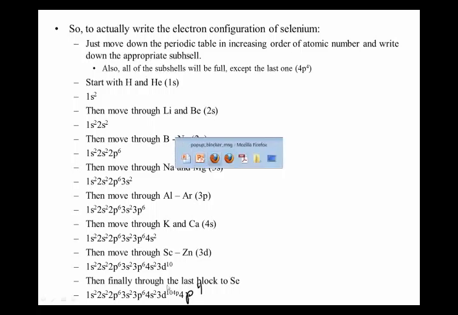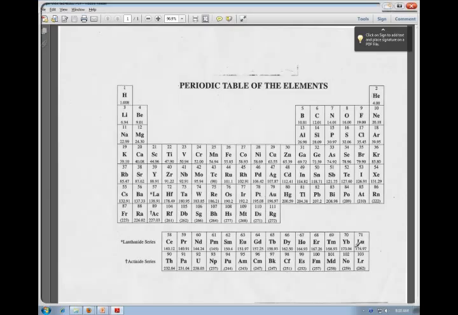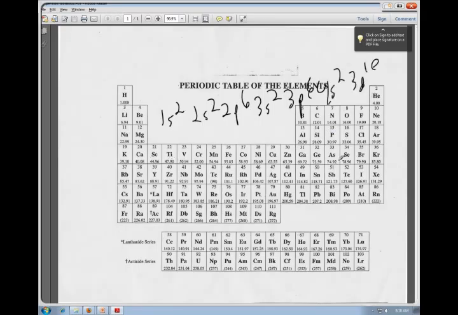Maybe it'd be easier to just show you. So, I want to write the electron configuration for selenium. I start up here. 1s2, and I just fill everything except for the last one. 2s2, 2p6, 3s2, then over here to over here, 3p6, then down here, 4s2, 3d10, and finally over to selenium at 4p4.